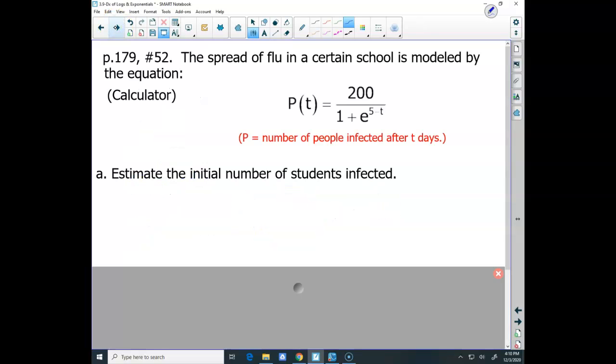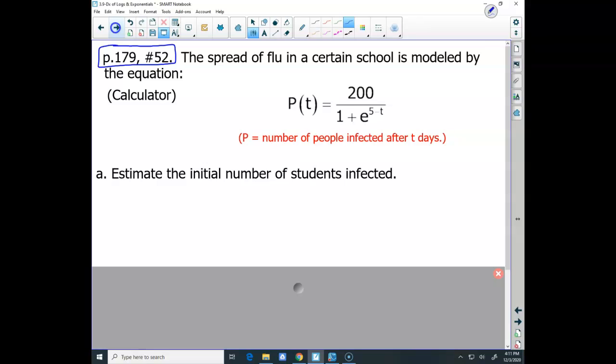We have one final problem here. It's a little application problem. It's actually a problem that is on page 179. It's number 52. And the spread of flu in a certain school is modeled by this equation. Well, I don't know if you remember what these equations look like, but this is that cute little logistic model you guys used last year for your Starbucks labs or whatever.